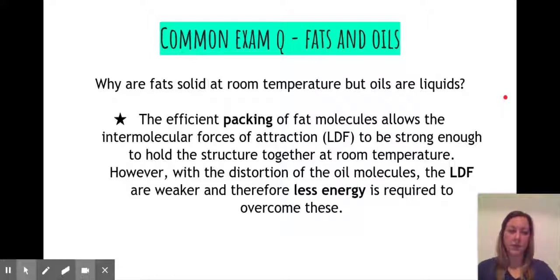Where the LDFs are concerned, though, this is a very, very important question. It comes up all the time in exams, and you need to know a really solid answer for it. So why are fats solid at room temperature but oils are liquids? So you have to mention that fats are saturated and oils are unsaturated. The efficient packing of fat molecules allows the intermolecular forces of attraction, which we know are LDFs, because we are working with non-polar molecules here. LDFs are going to be the strongest intermolecular force of attraction.